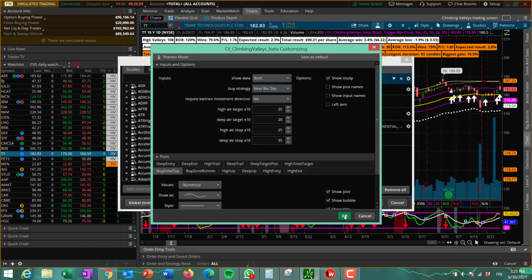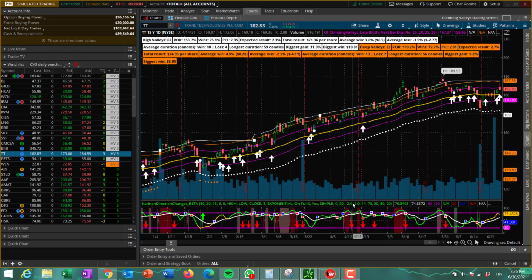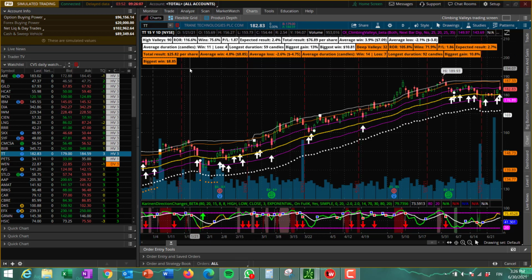Next bar dip and go. This gives me, by the way, 15 years of data, so it takes a while to simulate that. That would be a 75.6% hit rate, which is still quite fine.